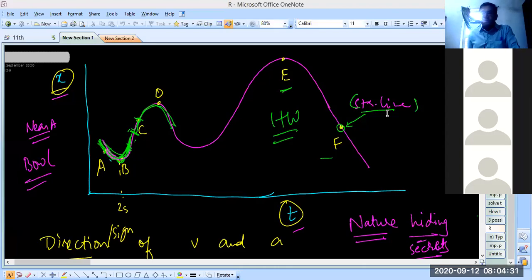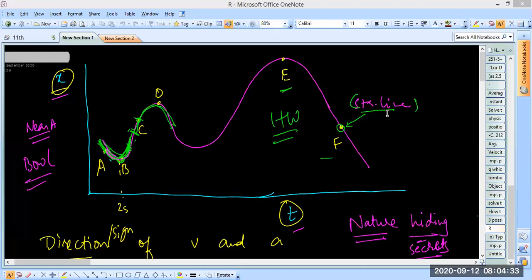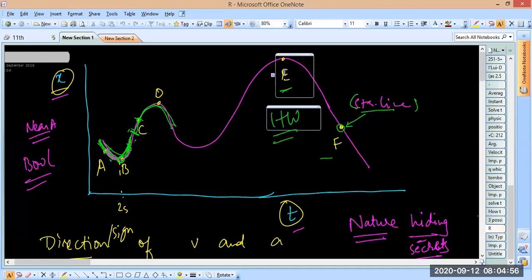So this was the question, right? Now let's very quickly discuss what the answer is. At E, I think you did find it out even at that point, right? Just tell me the answer for E. You have to find the direction of velocity and direction of acceleration for the point E.